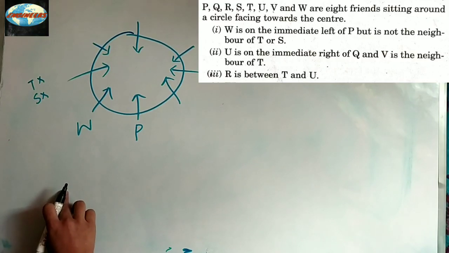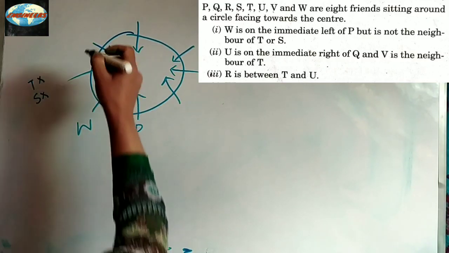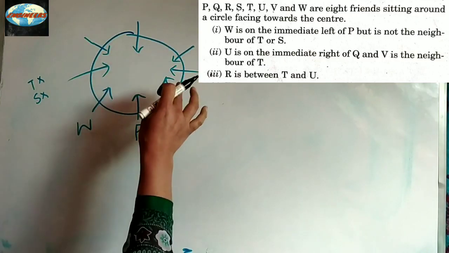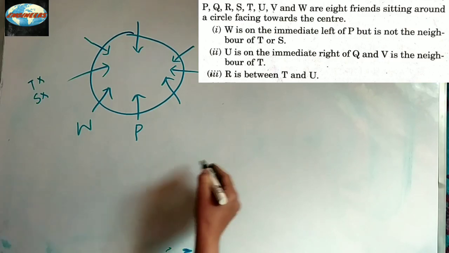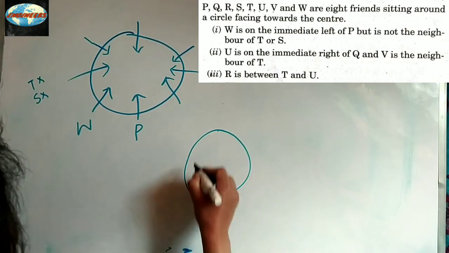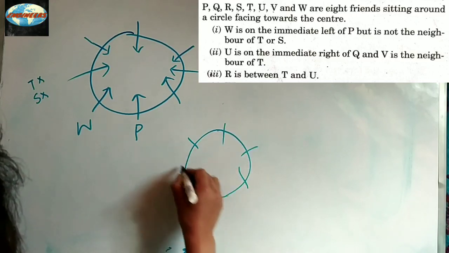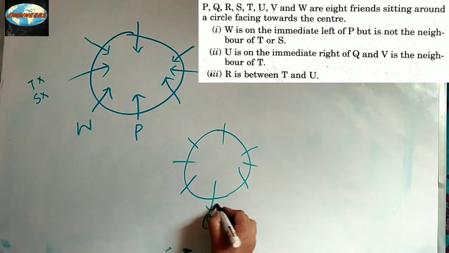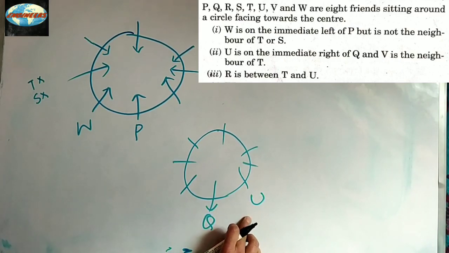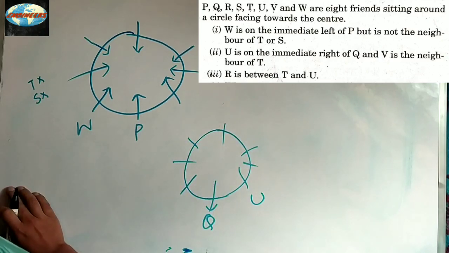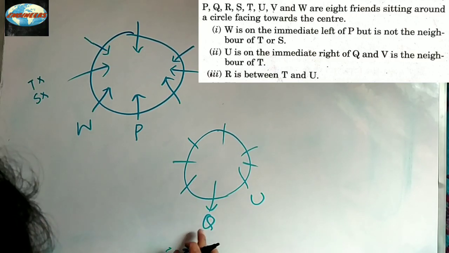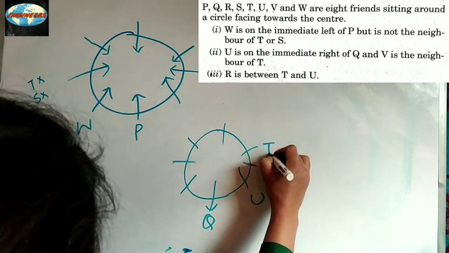U is on the immediate right of Q. Guys, here we have an important point that, see, we cannot place Q randomly over here. It will create mess. So let's draw another diagram. U is on the immediate right of Q. This is Q and U is on the immediate right of Q. V is the neighbor of T. Let's drop this condition for a while. R is between T and U. Fine.